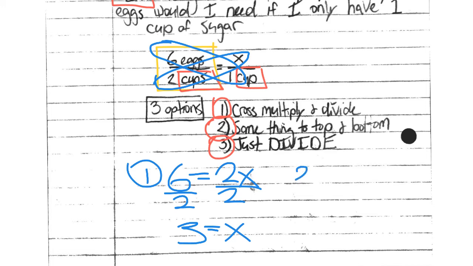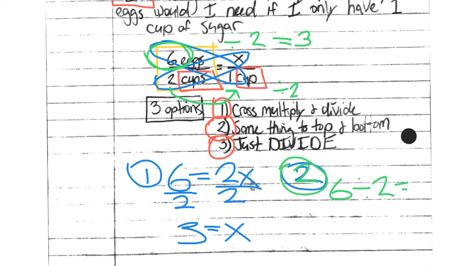Number 2, we can figure out what we did to the top and bottom. Actually, I'm going to do this in, what haven't I used? I haven't used green. Number 2, so I know that to go from 2 to 1, we went smaller, so we divided by 2. So if I divided by 2 on the bottom, I need to divide by 2 on the top. So 6 divided by 2 equals 3. So this way we also figure out that 6 divided by 2 equals 3.